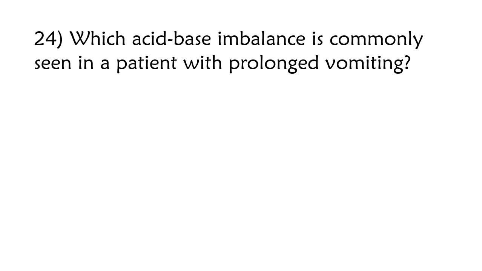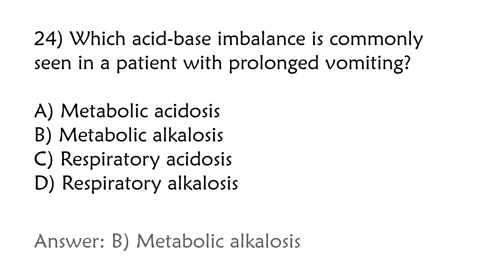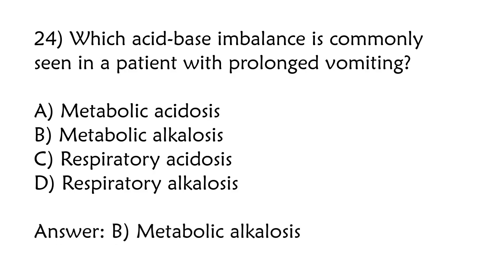Which acid-base imbalance is commonly seen in a patient with prolonged vomiting? Metabolic acidosis, metabolic alkalosis, respiratory acidosis, respiratory alkalosis. Correct answer is option B, metabolic alkalosis.